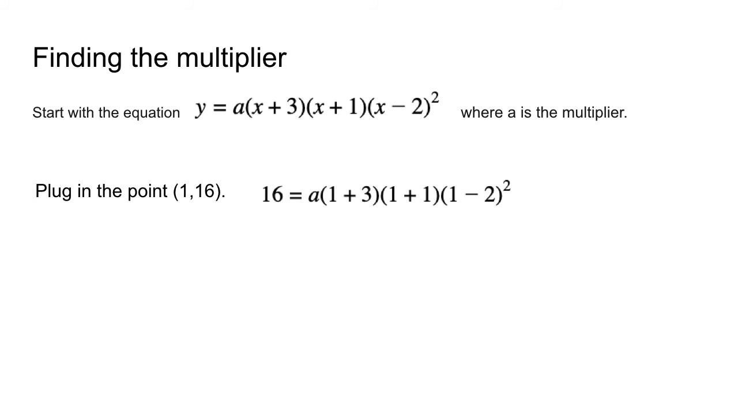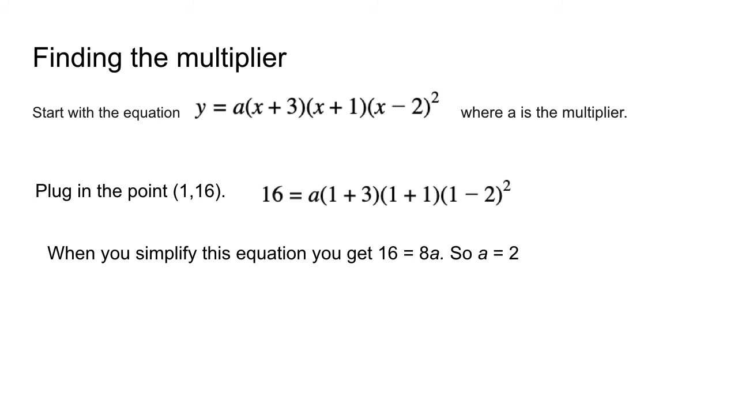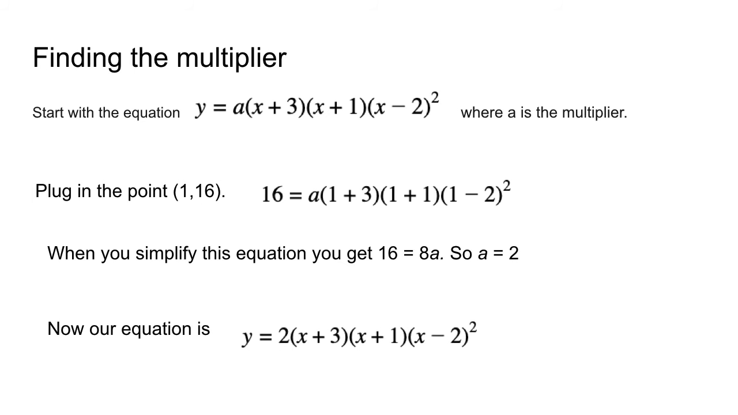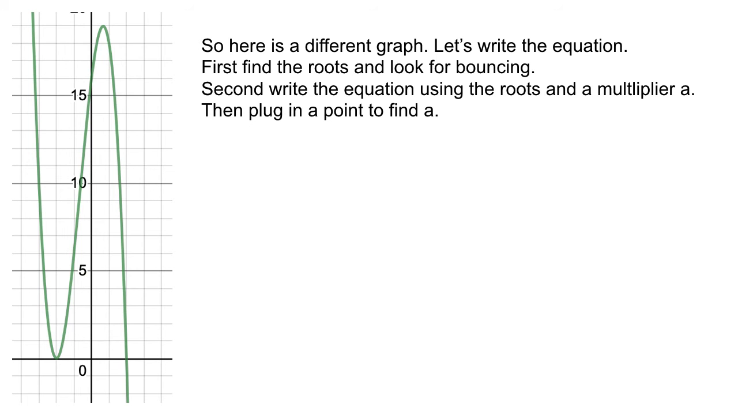When you do the math, you end up with 16 equals 8 times a, so therefore our multiplier must be 2. So now our equation is y equals 2 times (x plus 3) times (x plus 1) times (x minus 2) squared. If you were to put that into Desmos, you would see that Melvin's graph now would match up with the blue graph.